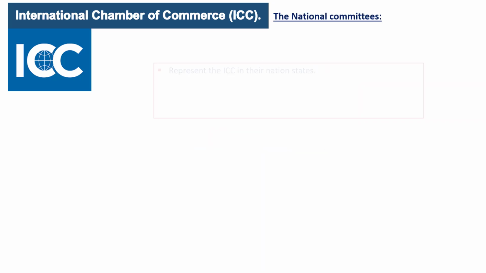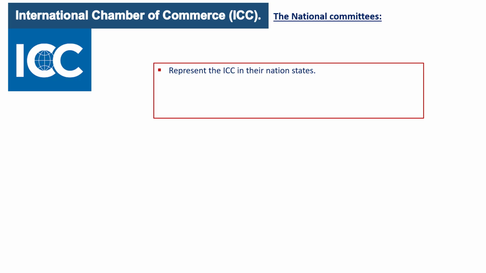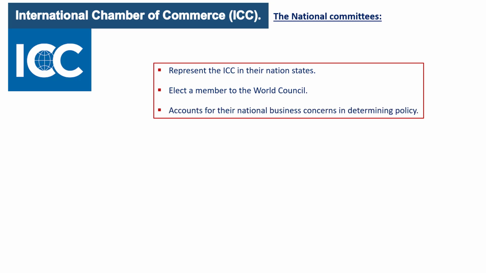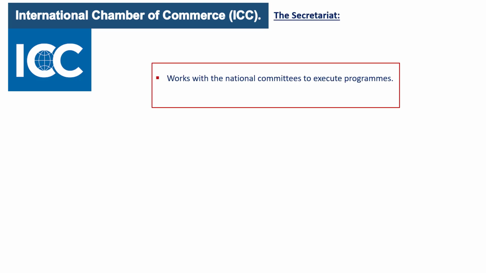The National Committee represents the International Chamber of Commerce in the respective member nations. They are the ones that elect the members to the World Council, and they also account for every activity of the ICC in its member states, and they also assist in the determination of policy. The Secretariat works closely with the national committees in the execution of the ICC's work program. It's normally headed by a general secretary who will administer the affairs of the Secretariat.